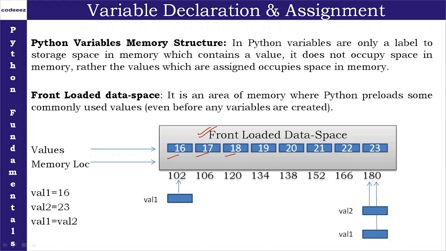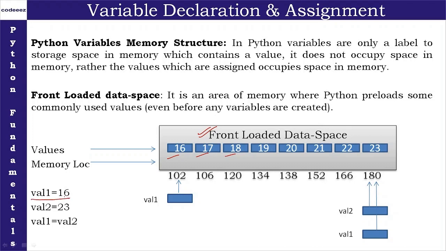It is assumed that these are the values that will be commonly used during the execution of the program. So these values are pre-stored in memory. That is done by the Python interpreter, and this is what is known as front-loaded data space, right? Now what happens? The moment we declare a variable, in this case suppose I have written val1 equals 16.